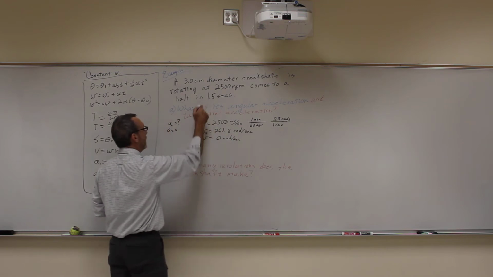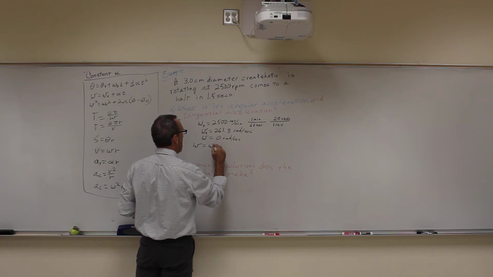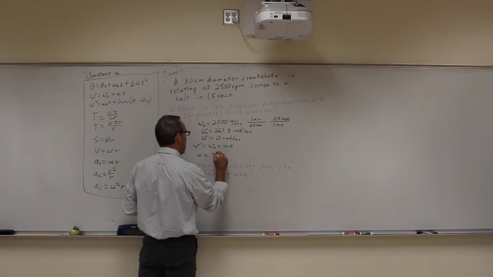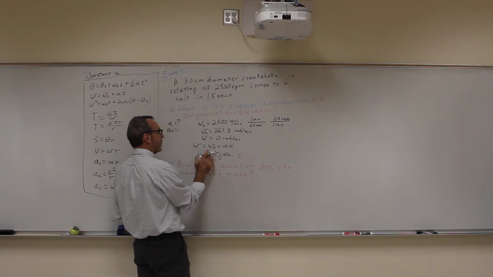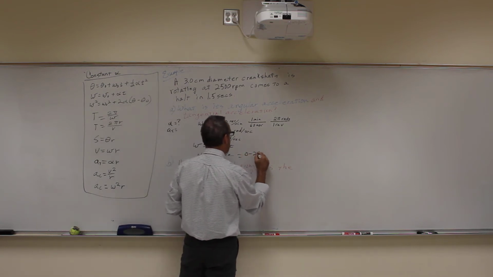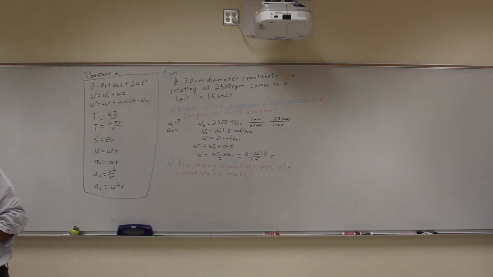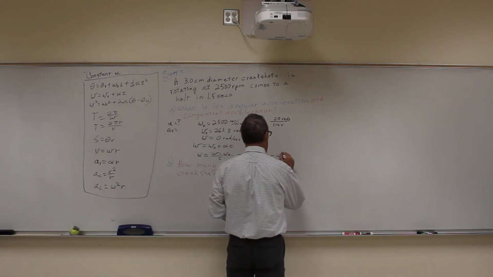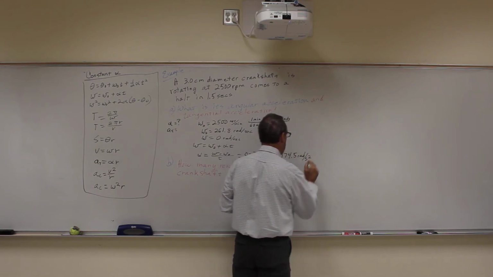And I know how long it took, so I'm just going to use this equation right here. Omega equals omega naught plus alpha t. Or alpha is equal to omega minus omega naught over t. Or in this case, we have 0 minus 261.8 all divided by 1.5. And when you do that, you get minus 174.5 radians per second squared.